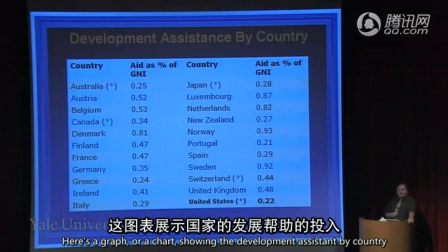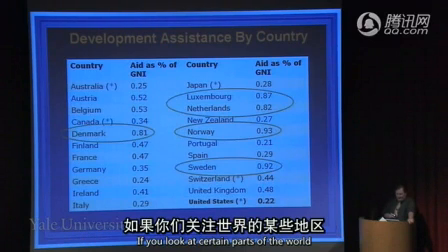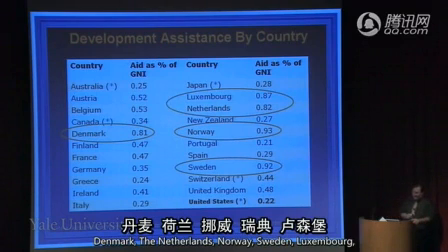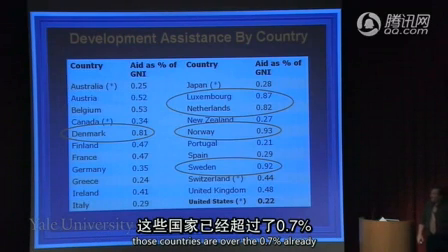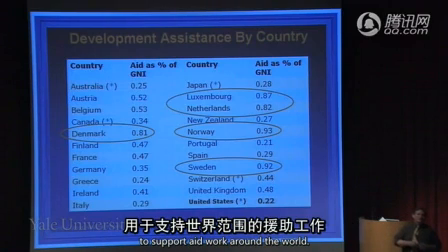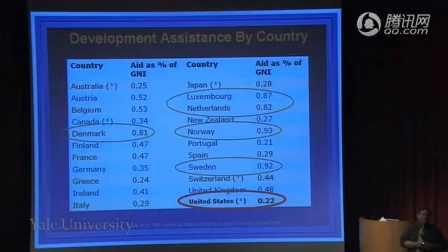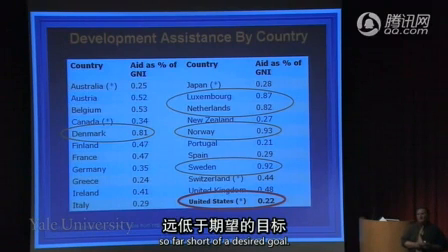Here's a graph or a chart showing the development assistance by country. And remember the 0.7% that was discussed in the development goals. If you look at certain parts of the world, Denmark, the Netherlands, Norway, Sweden, Luxembourg, those countries are over the 0.7 already. So they give more than 0.7% of the gross national product to support aid work around the world. The U.S., 0.22%. So far short of the desired goal.